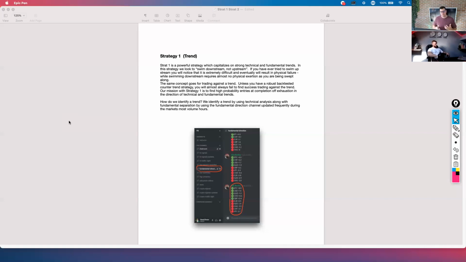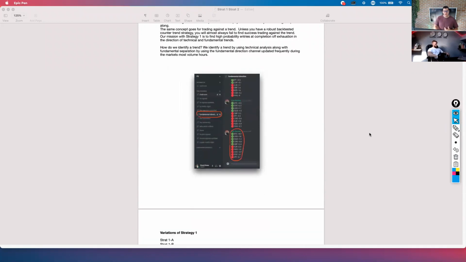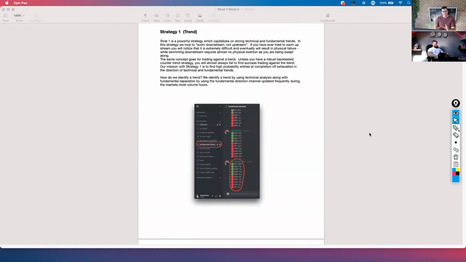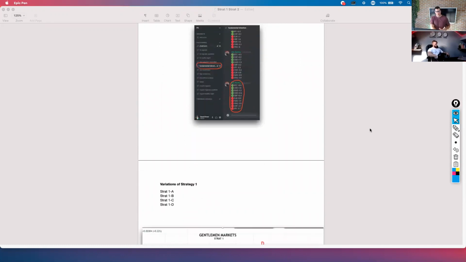Okay, so how will we identify a trend? We identify the trend by using technical analysis, which we'll go through obviously, okay? And then along with fundamental separation by using the fundamental directions channel. So the majority of you already know this, but for those of you that are new, in the Discord, you take it to the fundamental directions channel. And within that channel, you will have the currency strength. And we'll go through the conditions of that, okay? But that's the way we find fundamental separation. And then obviously we take it to the charts for technical separation.